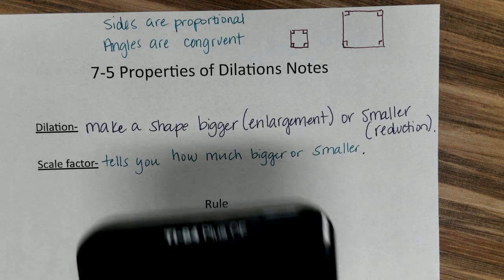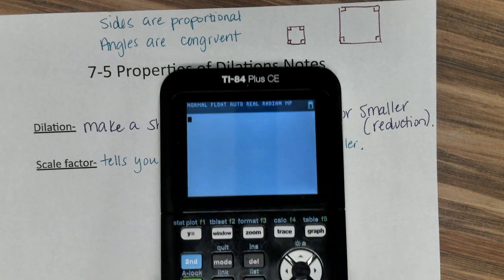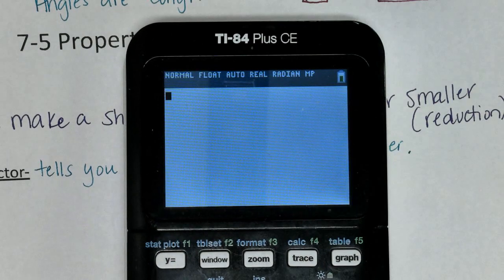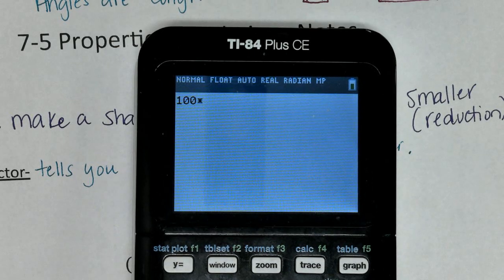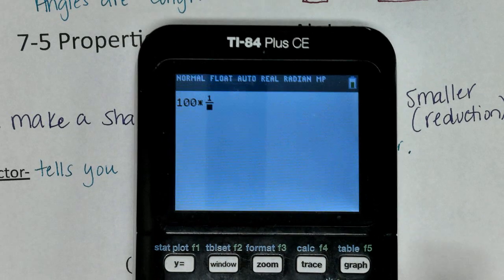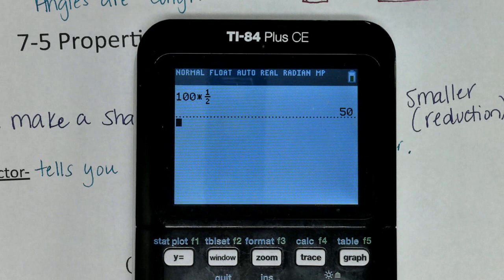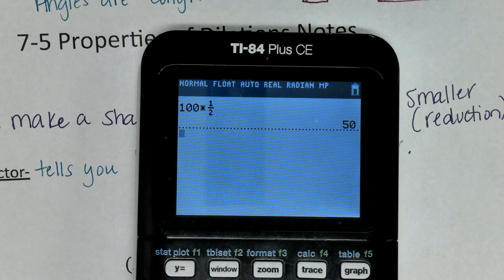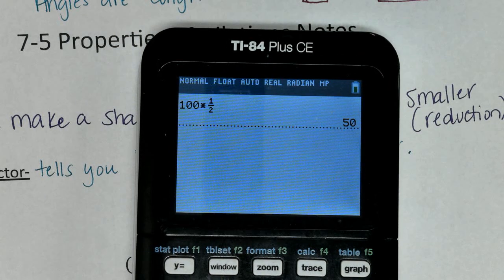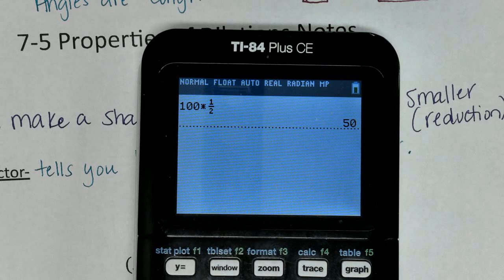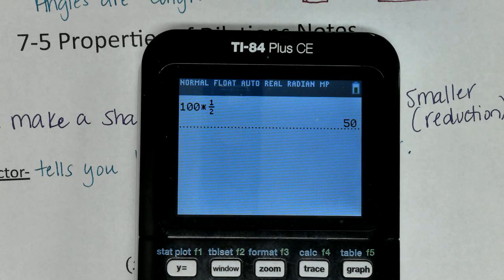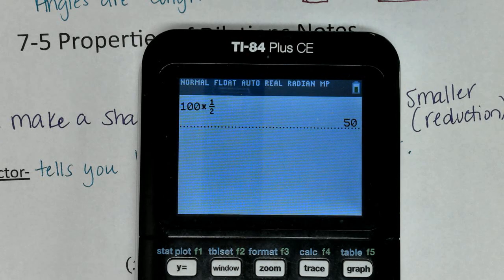So everybody look at my screen. If I take 100 and I multiply it by 1/2, it got smaller. So you can make a number smaller by multiplying. Are y'all listening? Not just fractions, but fractions that are between 0 and 1.